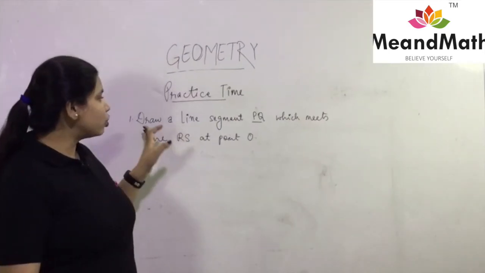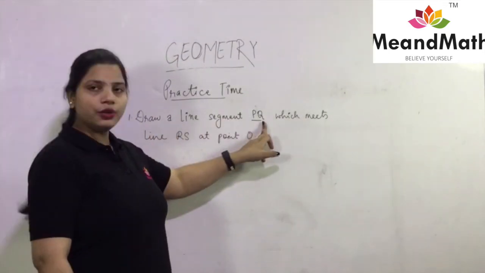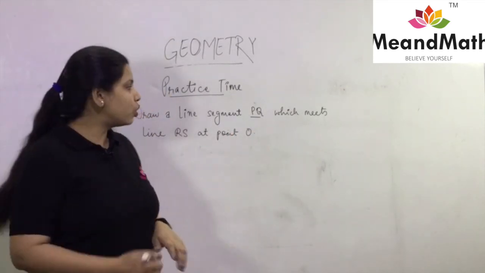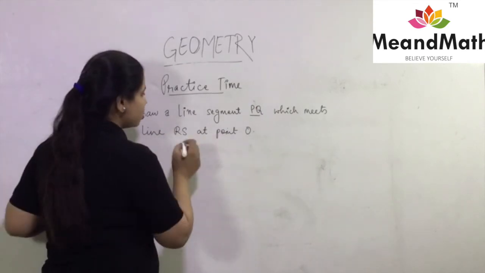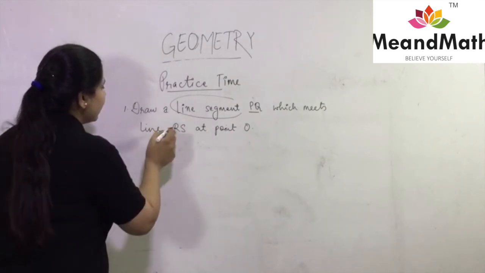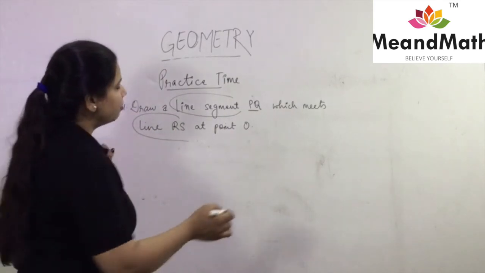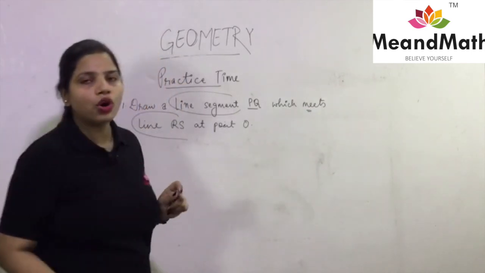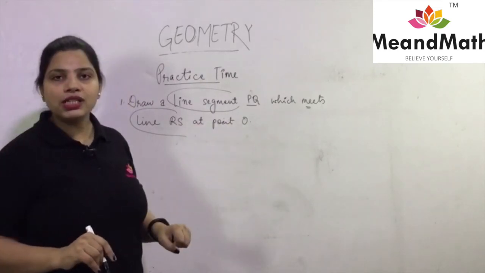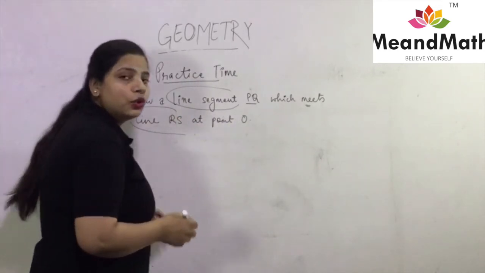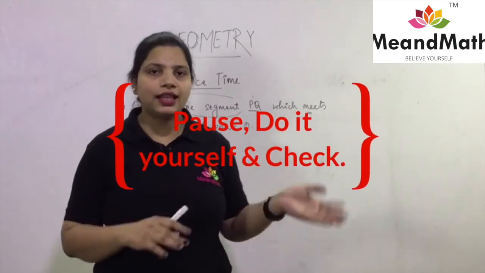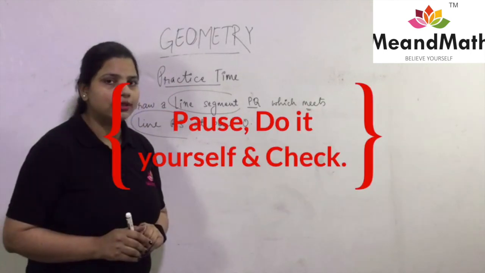Next we have to draw a line segment PQ which meets line RS at point O. What we must know first is line segment, then a line, and meet. That means we have to draw one line segment, another line, and they both meet at O. So you try it first, then check. Pause your video, try it once, and then come and check whether you have done it correct or not.